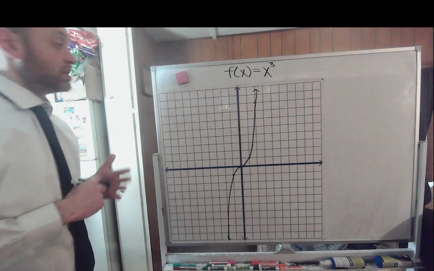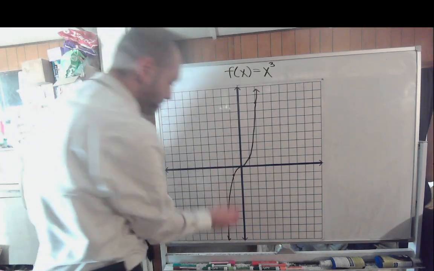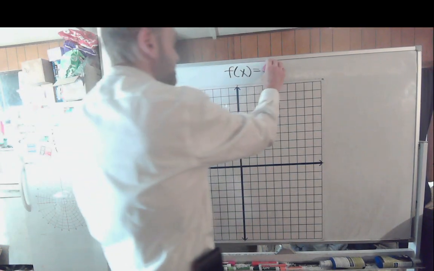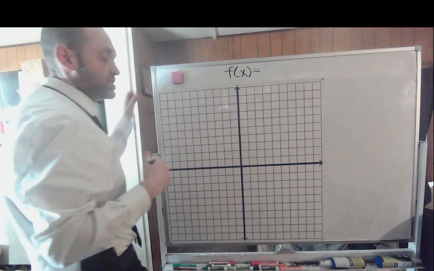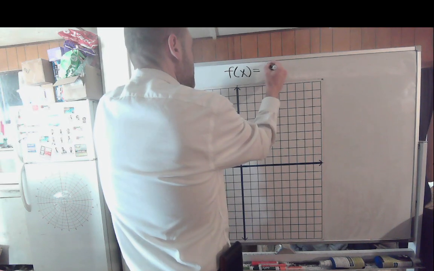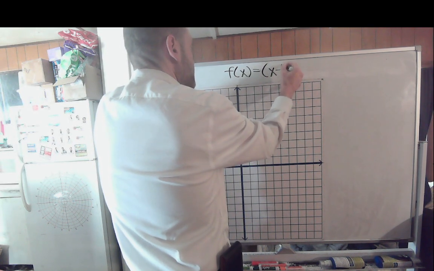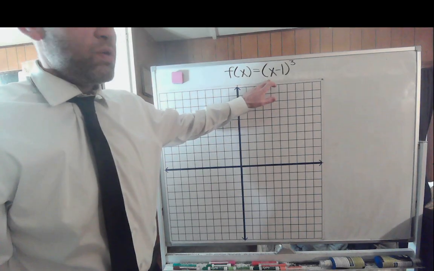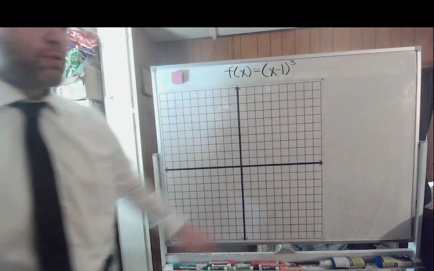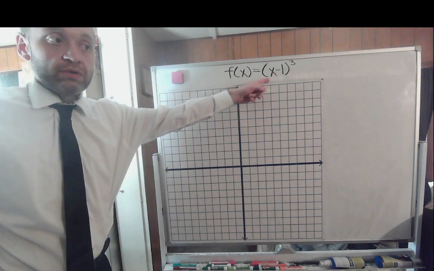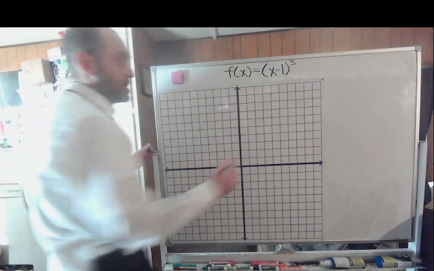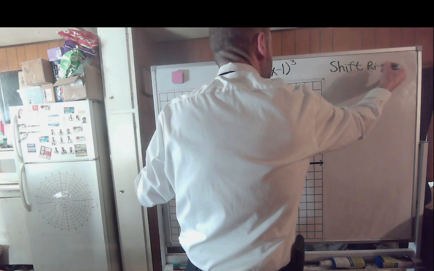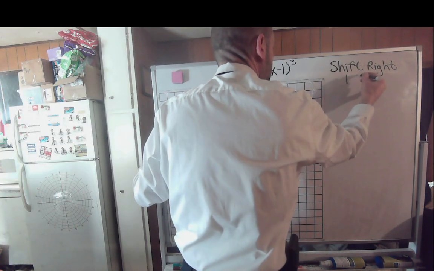Well, let's apply some transformations to this. So there's the parent function, f of x equals x to the third. We're going to apply some transformations. So let's say I take x minus 1 and I raise that to the third power. What's happening here? So now I have the quantity of x minus 1 raised to the third power. Just set x minus 1 equal to 0, you get x equals 1. You just shifted everything to the right 1 unit. So that's a shift to the right 1 unit.